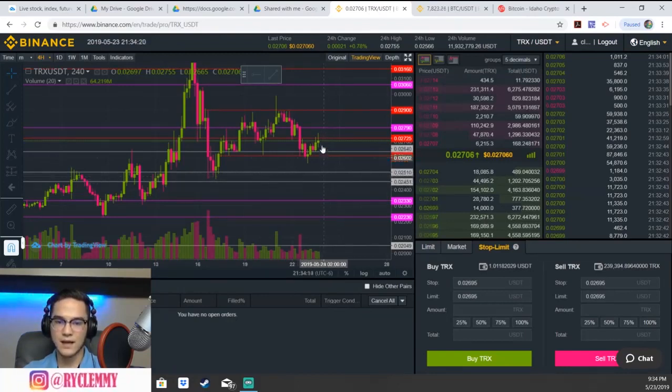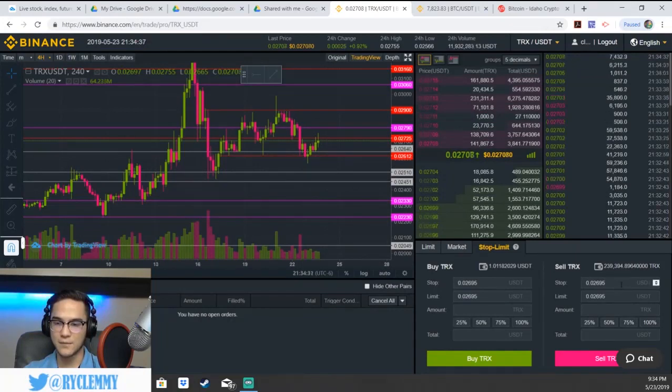So let's say Tron's up here around the 2.7 cent range, and maybe I was going to go to bed, and if it got lower than 2.4 cents, I want to sell to cut my losses and not lose more. Because prices really can tank overnight, so a stop limit can definitely be your lifesaver.